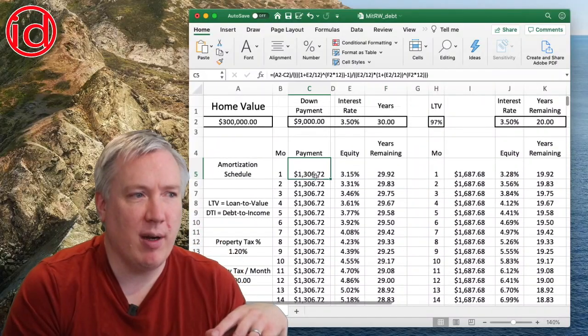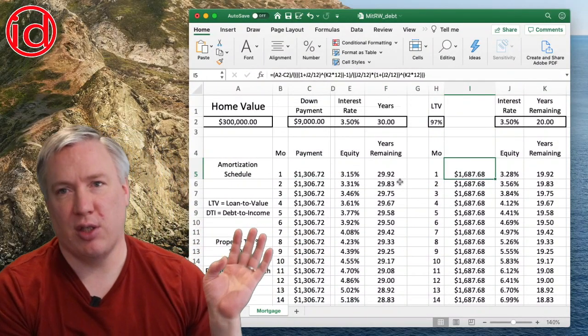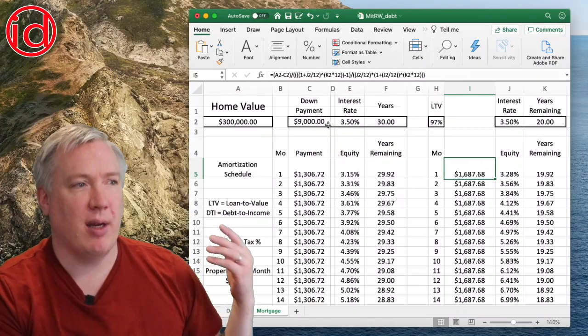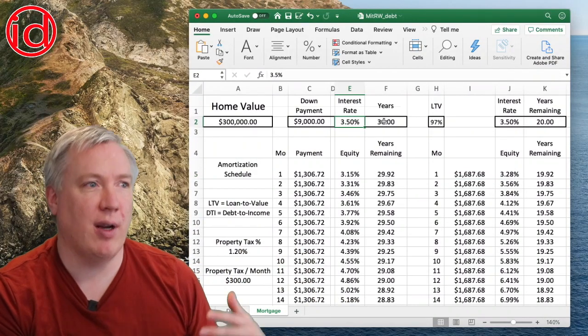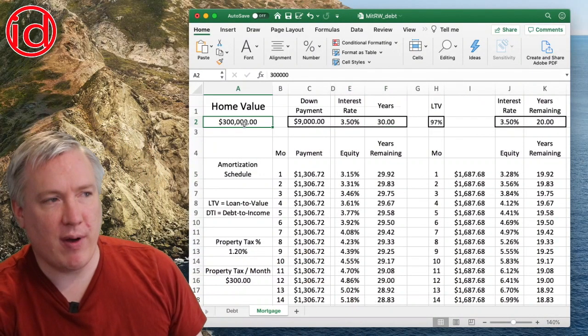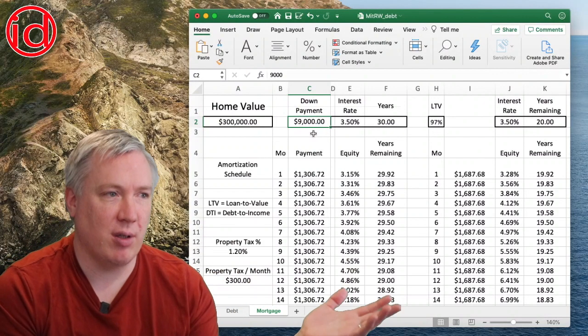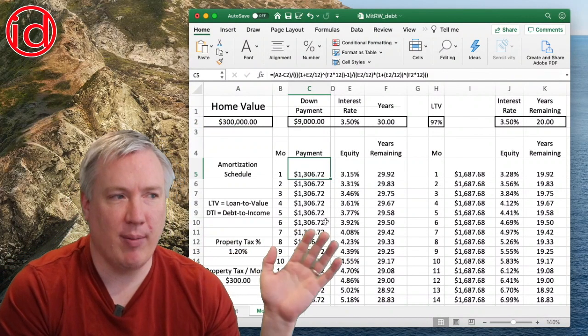What this payment amount right here is calculated to do is to change your monthly payment depending on the parameters you put in. What's the interest rate? How many years? What's the home value? What's the down payment I'm going to put on this home? And so it'll change what your payment is.